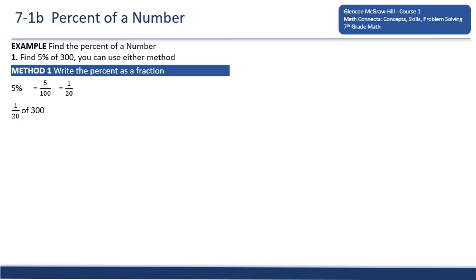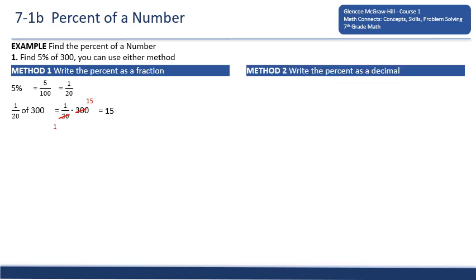Now if we take that 1/20th of 300, we say 1/20th times 300, and we remember that 300 can also be stated as 300 over 1. We can reduce the denominator of 20 with a numerator of 300. 20 is the greatest common factor, and it goes into 300 15 times. So the answer is 15.